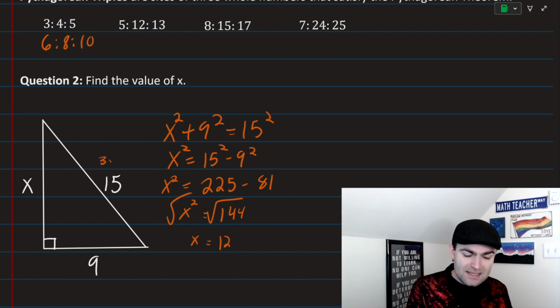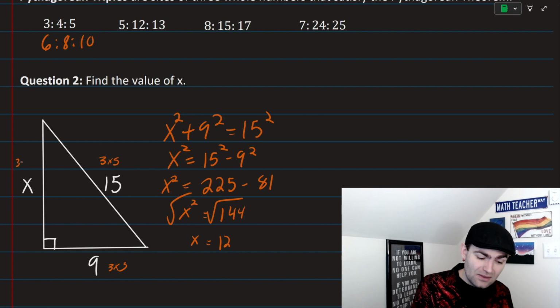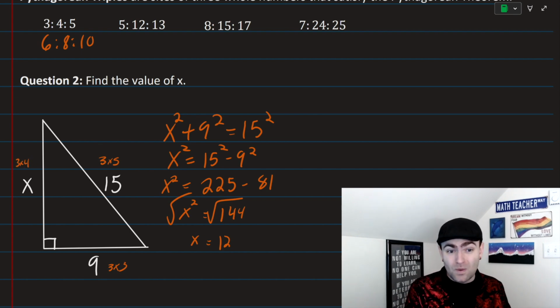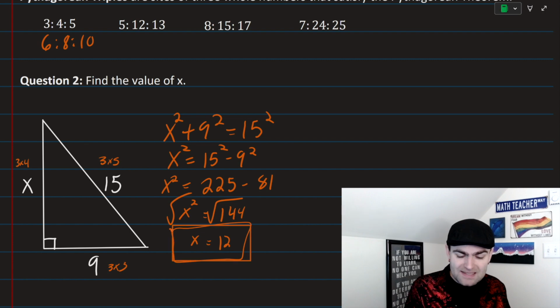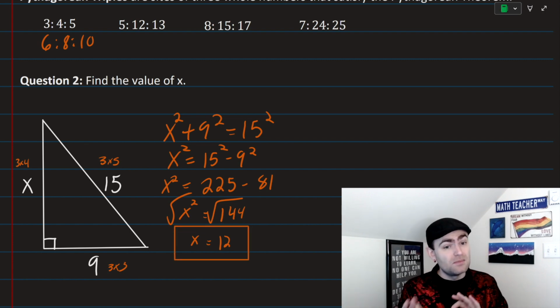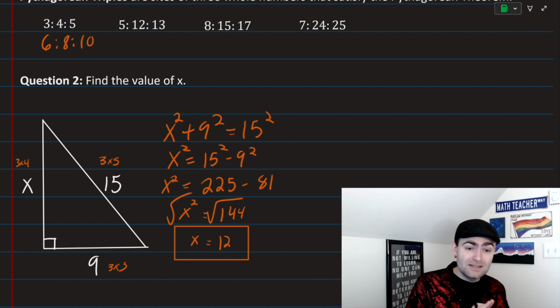There is a nicer way to do this, though. 15 is 3 times 5, and 9 is 3 times 3. 3 and 5 is part of the Pythagorean triple, making this 3 times 4, and therefore 12. So that's how I can help you out a little bit, but then again, not all of your right triangles are going to be these nice triples, so it's always good to be able to use the Pythagorean theorem as a reliance and as backup.